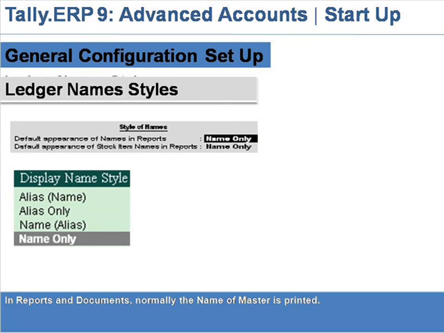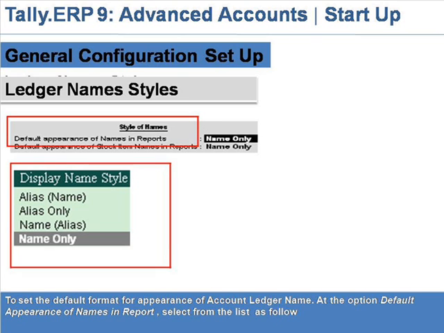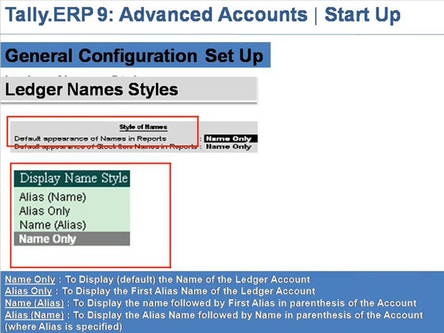Ledger name styles. In reports and documents, normally the name of the master is printed. To set the default format for the appearance of account ledger names, at the option Default appearance of names in reports, select from the list as follows. Name Only to display the default name of the ledger account. Alias Only to display the first alias name of the ledger account. Name (Alias) to display the name followed by the first alias in parentheses of the account.